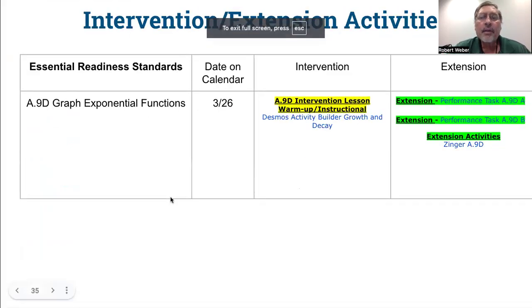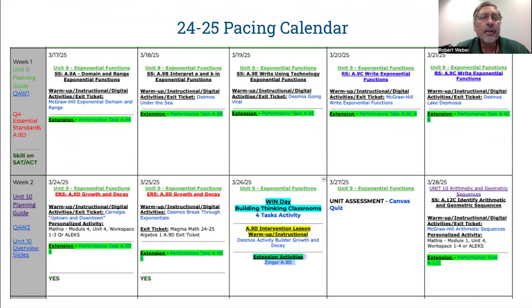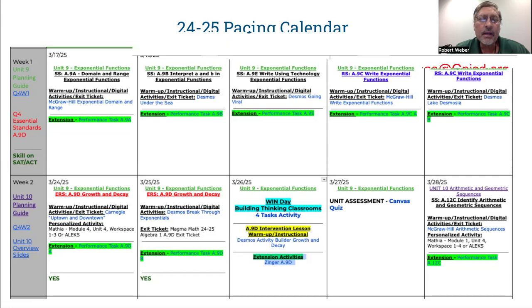There is intervention and extension pieces because it is an essential readiness. This does take us basically through the month of March, so we will finish this about the end of March. We are preparing for a brief unit on Unit 10, which is arithmetic and geometric sequences. But we're getting through the content here.